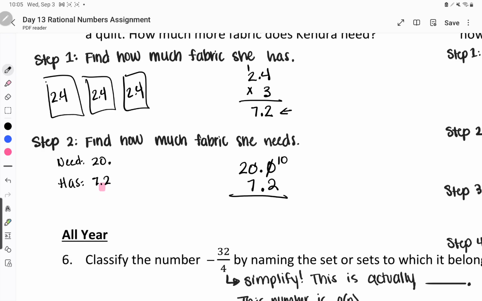This 0 turns into a 10. This 0 turns into a 9. This 2 turns into a 1. 10 minus 2 is 8. 9 minus 7 is 2. 1 minus nothing is 1. Drop that decimal straight down. She needs 12.8 yards.